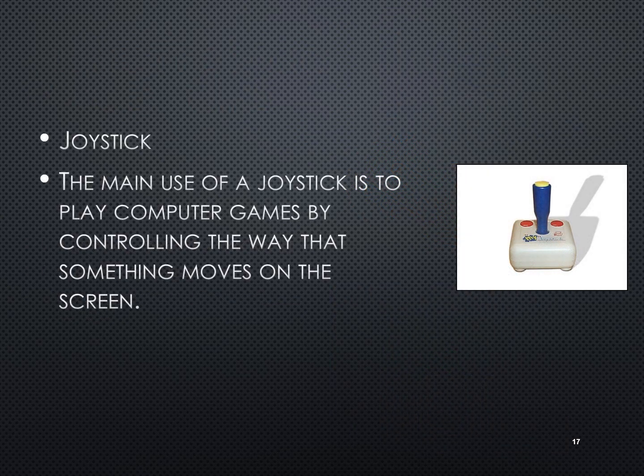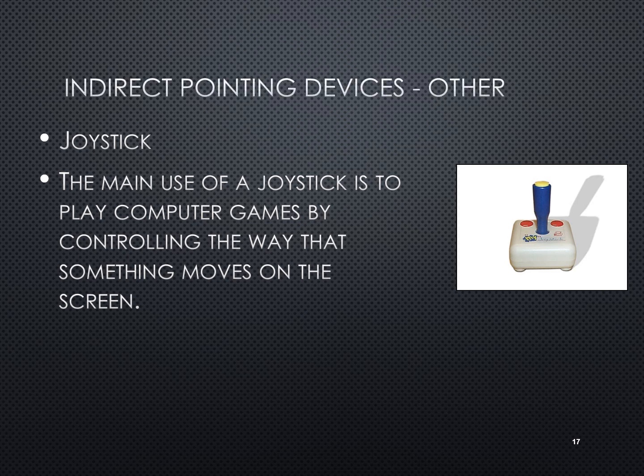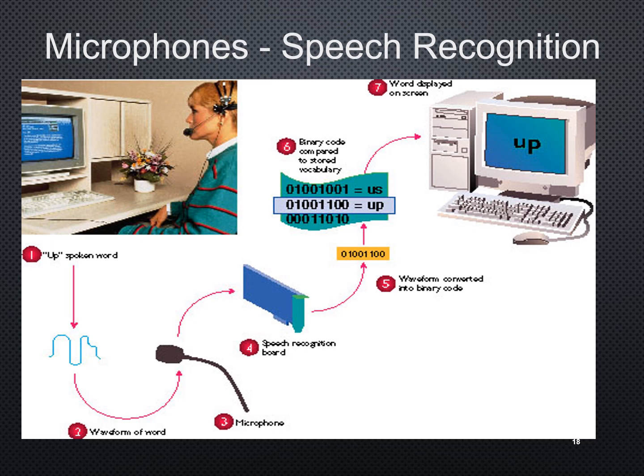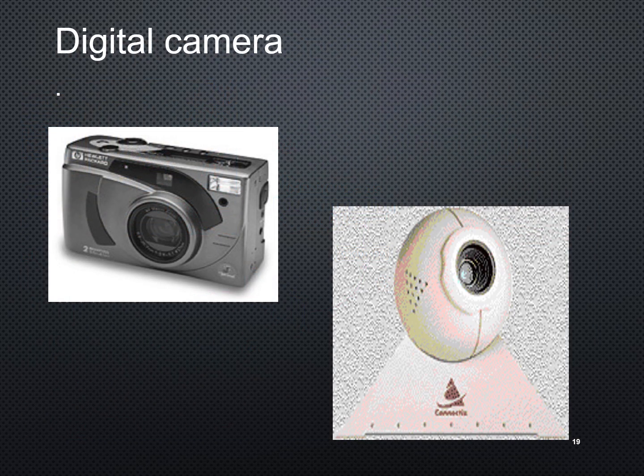Now let me learn about joystick. The main use of the joystick is to play computer games by controlling the way that something moves on the screen. Indirect pointing devices: a joystick. Microphone speech recognition is given here so that we can study it. You can just refer to this image. Digital cameras.